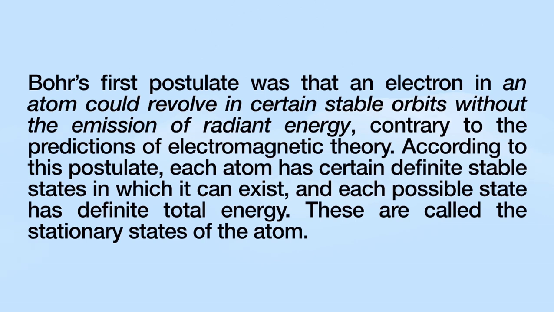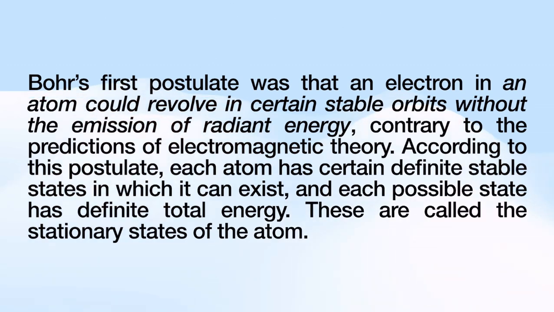Bohr's first postulate was that an electron in an atom could revolve in certain stable orbits without the emission of radiant energy, contrary to the predictions of electromagnetic theory. According to this postulate, each atom has certain definite stable states in which it can exist, and each possible state has definite total energy. These are called the stationary states of the atom.